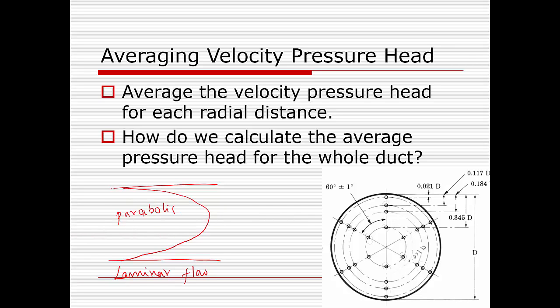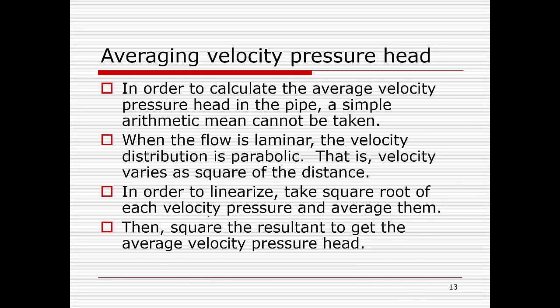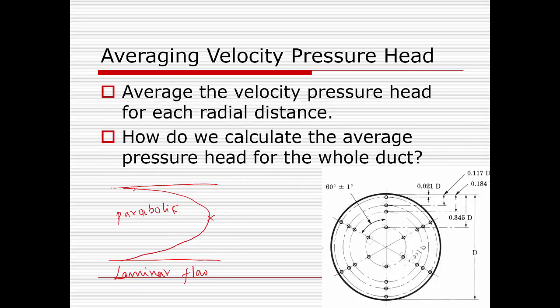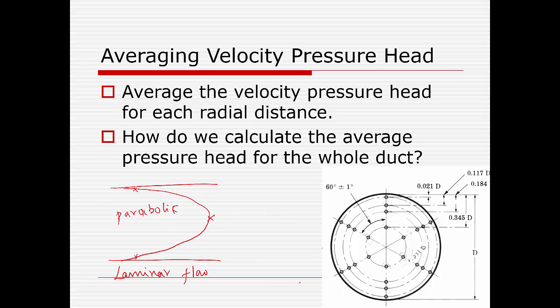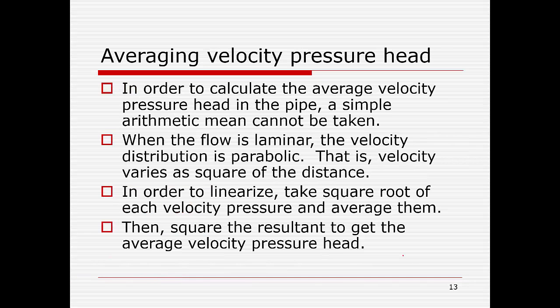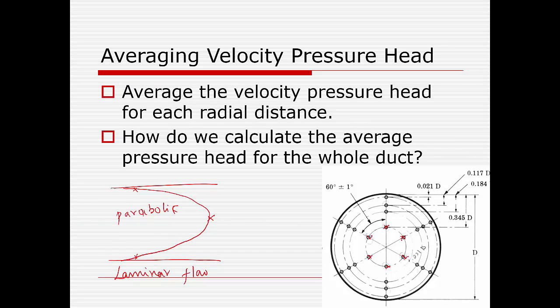Because it's a parabolic flow, the velocity is going to be maximum here and it's going to be pretty low on the ends, right? It's going to be different. But your velocity along the given radial direction is the same, right? So you can simply average them, right? And then you can average the next one.